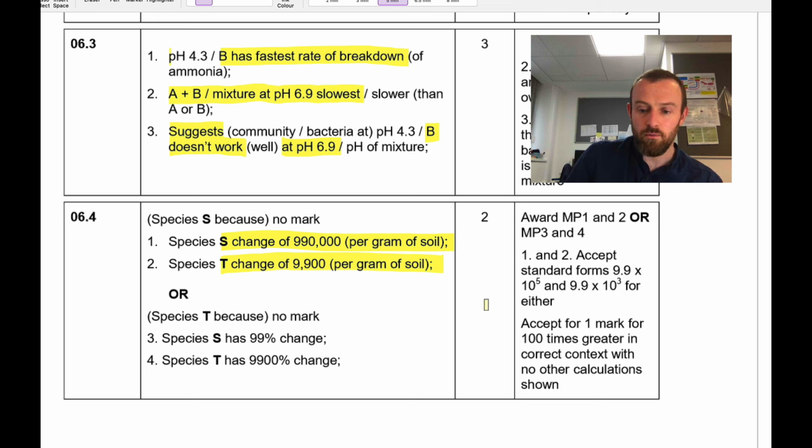Accept standard form. If you got as far as I did when I got halfway through and then got a bit stumped, it says accept for 1 mark, 100 times greater or 100 times smaller, incorrect context with no other calculations shown. And then I realized that I had to actually talk about the numbers rather than just the multiplication, if you see what I mean.